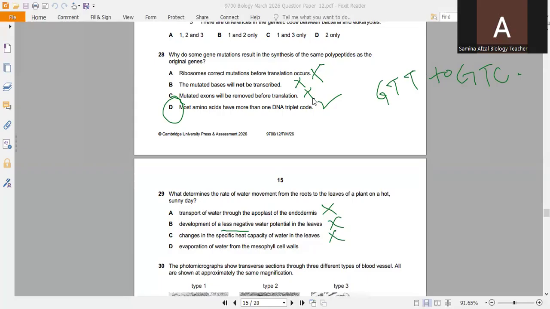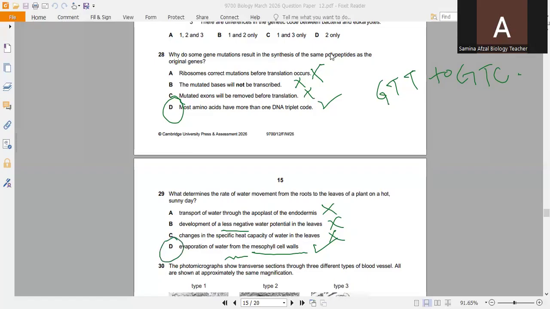Now the D option is evaporation of water from the mesophyll cell walls. Yes. On a hot sunny day, transpiration increases significantly. The driving force for the upward movement of water is the transpiration pull, and it is initiated by the evaporation of water from the cell walls of the mesophyll cells into the intercellular spaces. This creates a low hydrostatic pressure, a low water potential, at the top of the plant, pulling the water column up the xylem. So this is the correct option.